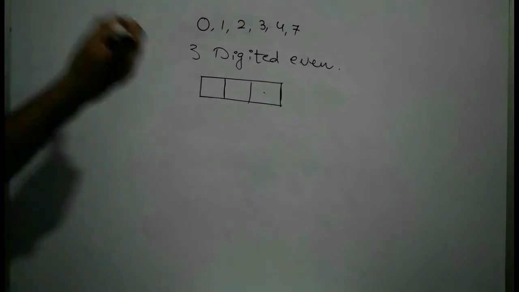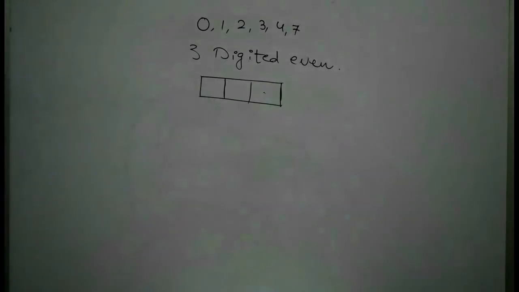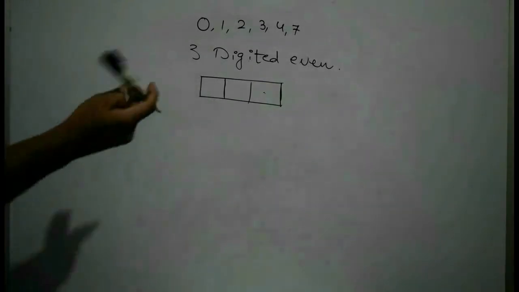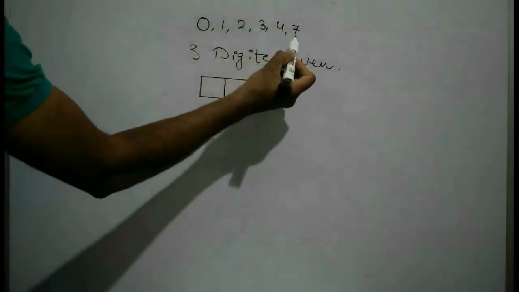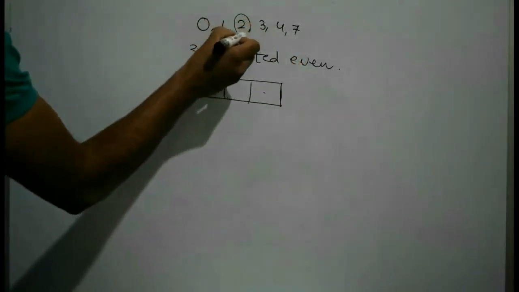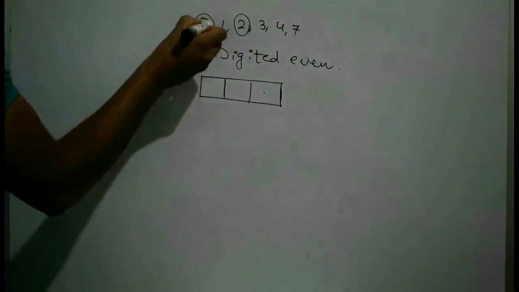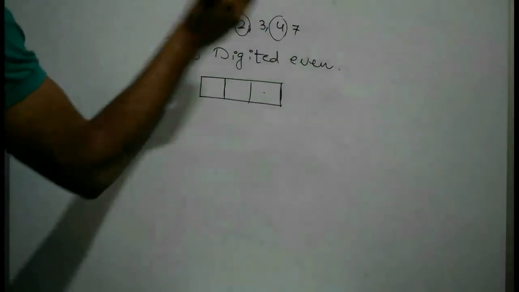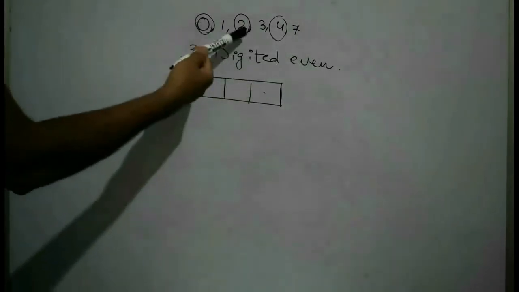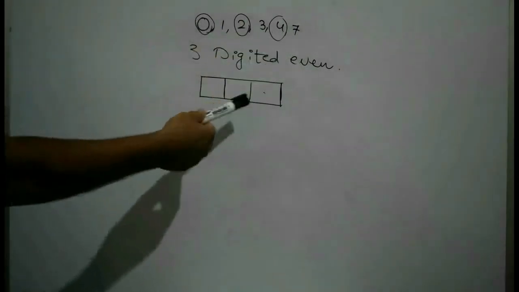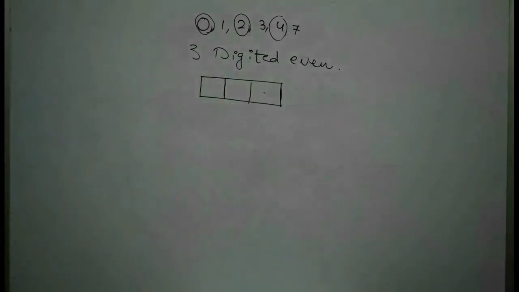Now what are the choices we have to form an even number? Here we have 0, 1, 2, 3, 4, 7, out of which 2 is an even digit, 0 is an even digit and 4 is an even digit. So you can use 0 or 2 or 4 here. There we have 3 choices.